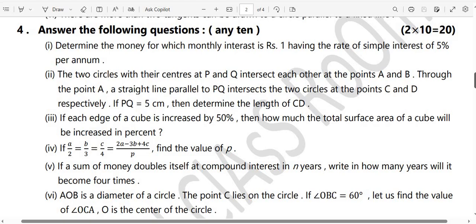Question number 3. If each edge of a cube is increased by 50%, then how much will the total surface area of the cube increase, in percent?